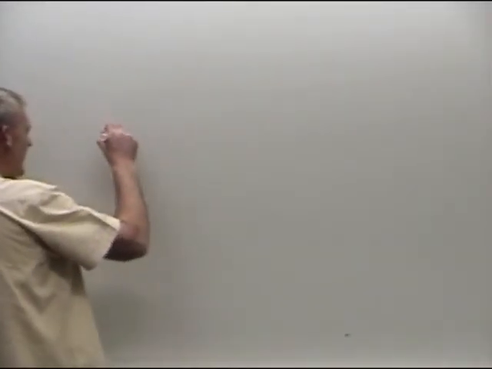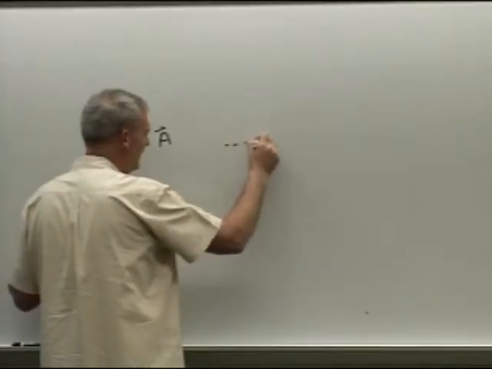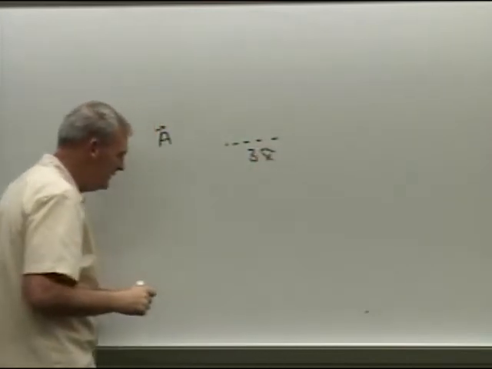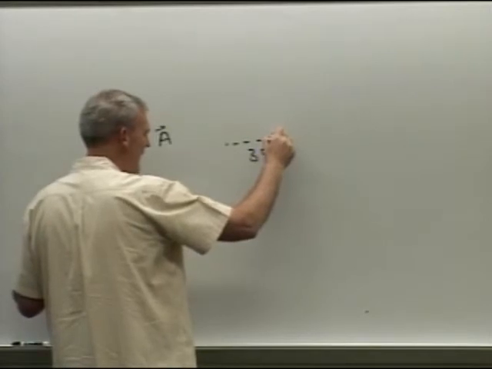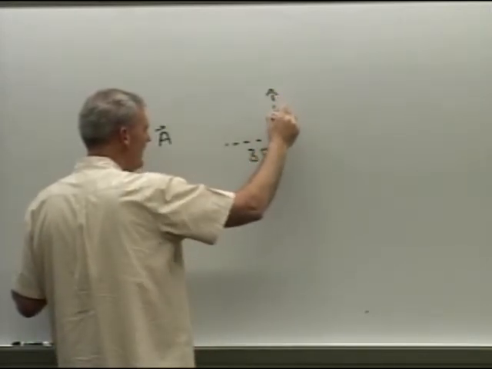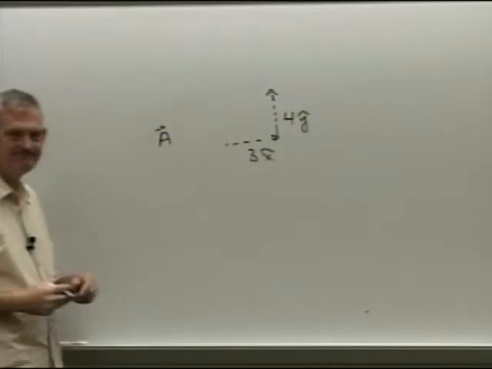All right, so here we go. Let's say I'm going to draw vector A. And A looks like this. He's 3 units in the positive x hat direction. That's the x component of A. And he is 4 units in the positive y-hat direction, okay?